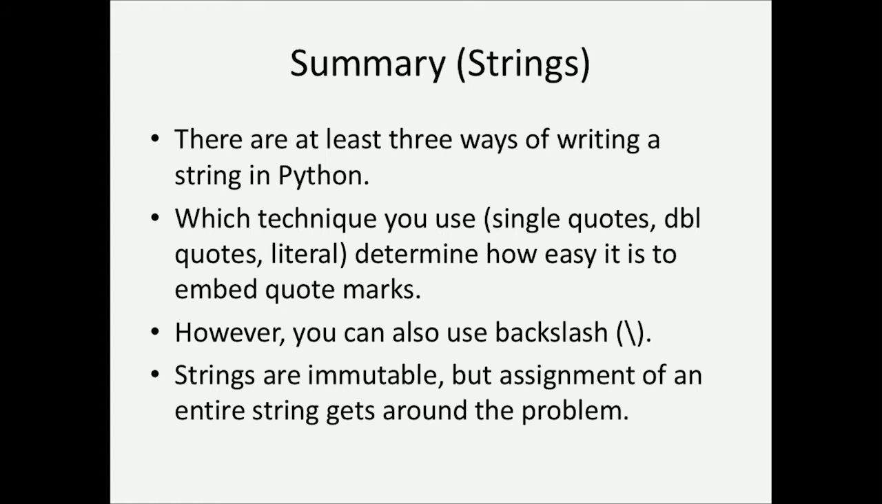Let's summarize what we know about strings. So we learned a few things. There are at least 3 ways, there's actually 4 ways, but 3 ways we're dealing with in this lesson. There are at least 3 ways of writing a string in Python: double quotes, single quotes, and literal quotes done with the triple. And it doesn't really matter which you use, except it determines how easily you can embed other kinds of quote marks. But they all produce strings. You can also use the backslash to embed quotes. That's another way to do it.